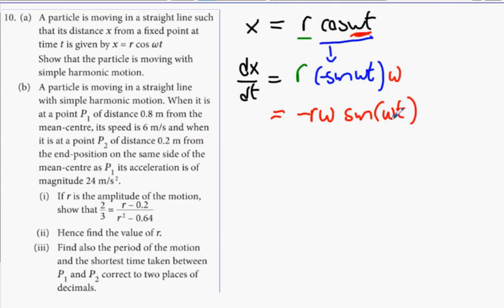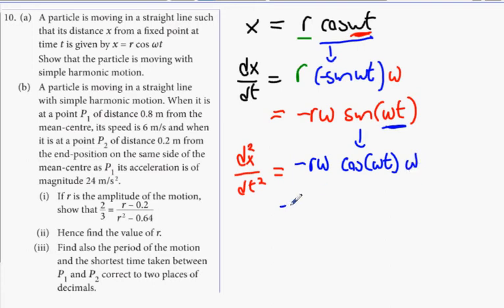That alright? Second derivative, guys. d2x by dt squared. Differentiate it a second time. Minus r omega. What does this change into? Anybody? When you differentiate it, cos. Angle remains unchanged. Differentiate the angle. What happens then? Omega. Minus r omega squared cos omega t.